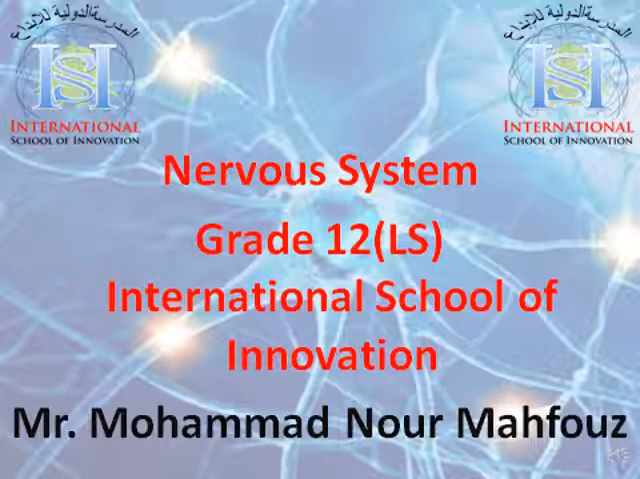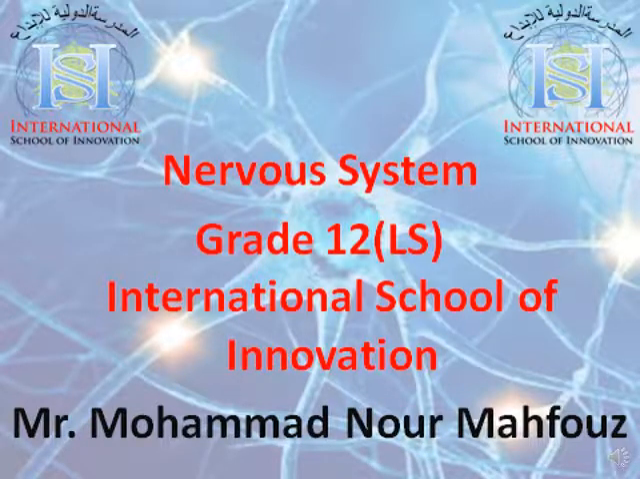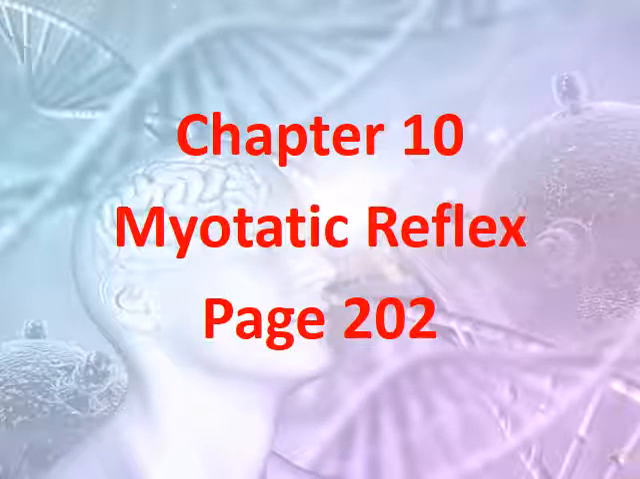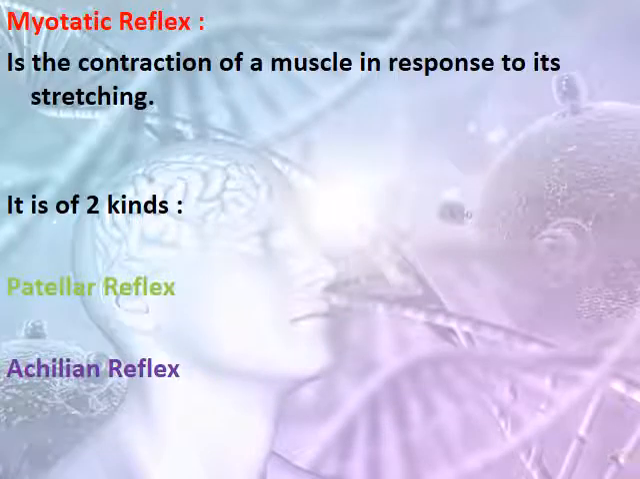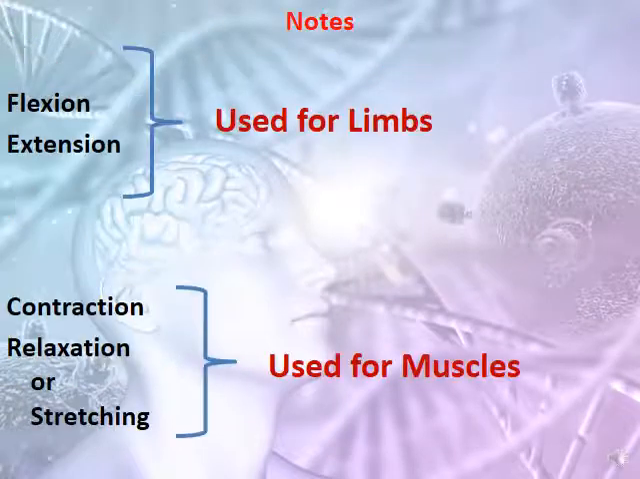Hello, grade 12 students. In this video, we're going to move to a new chapter, chapter 10, Myotatic Reflex, on page 202. Myotatic reflex is the contraction of a muscle in response to its stretching. It's of two kinds, either patellar reflex or the Achillean reflex.